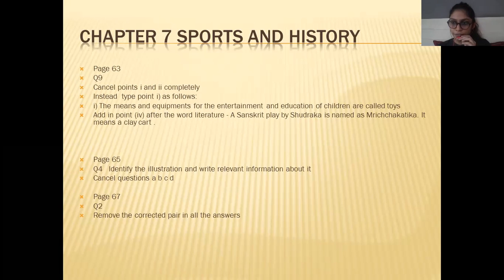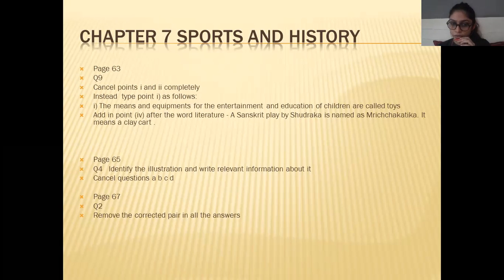पेज नंबर 65, क्वेश्चन नंबर 4. आइडेंटिफाई द इलस्ट्रेशन एंड राइट रेलेवेंट इंफॉर्मेशन अबाउट इट. दैट्स द क्वेश्चन. उससे रिलेटेड जो भी ए बी सी वाले क्वेश्चन है, सिर्फ क्वेश्चंस को कैंसिल करो. आंसर्स आर गोइंग टू बी द सेम. आंसर वो पूरा पैराग्राफ ही बनेगा, सिर्फ क्वेश्चंस कैंसिल होंगे क्योंकि अब क्वेश्चन फॉर्मेट में नहीं आता है. अब एक ही क्वेश्चन आता है, दैट इज आइडेंटिफाई द पिक्चर, द लोगो एंड राइट रेलेवेंट इंफॉर्मेशन अबाउट इट.